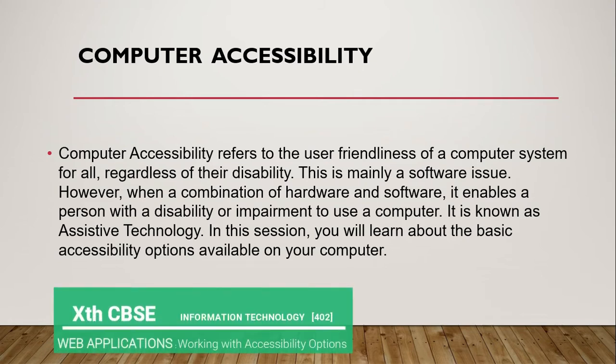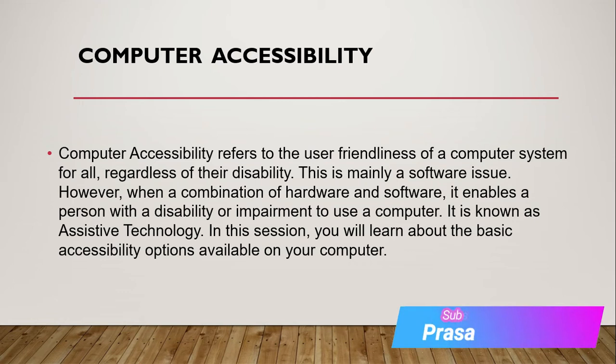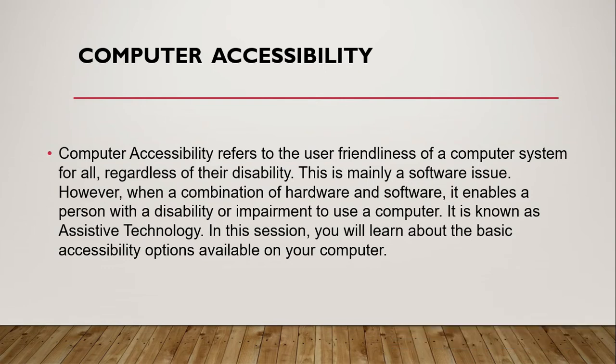In this session we are going to learn how we can work with accessibility options. We have different types of people, with many impairments and disabilities. So how can other people access the computer? This topic deals with that main concept. A combination of hardware and software that enables a person with a disability or impairment to use a computer is known as assistive technology.